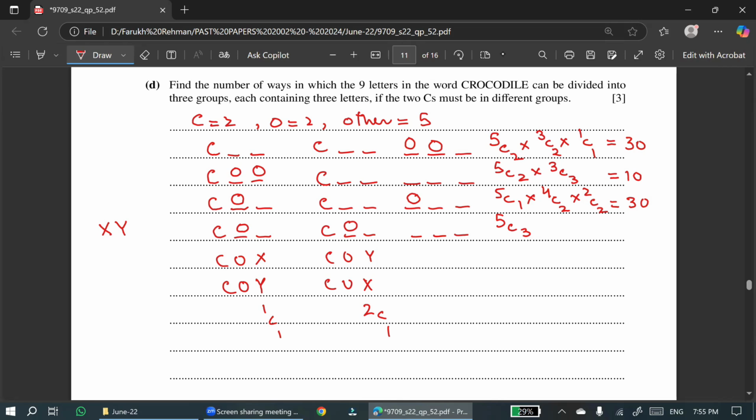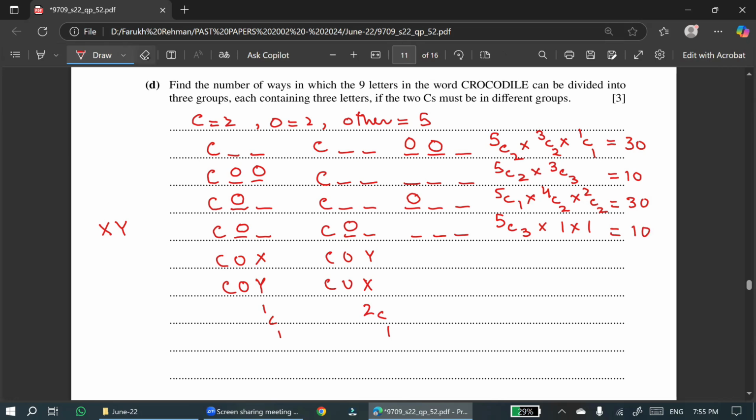Here there are not two options, only one option in which we can place X in the first group and Y in the second group. It is your choice in which one you place X and in which one you place Y. So we are left with only one option, that is COX and COY. There is only one group. So the options for the first and the second group is 1 into 1 only. And this one is equal to 10.